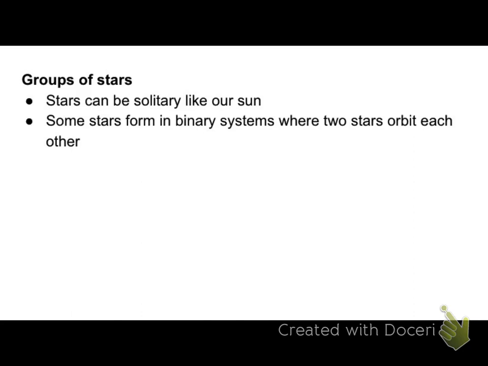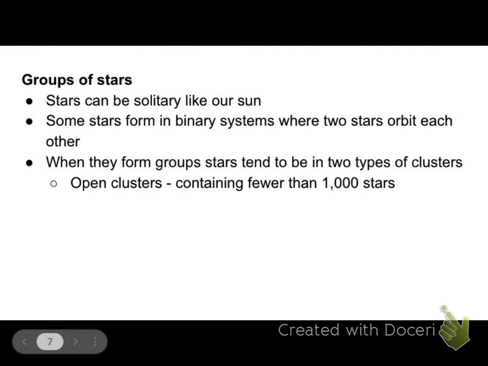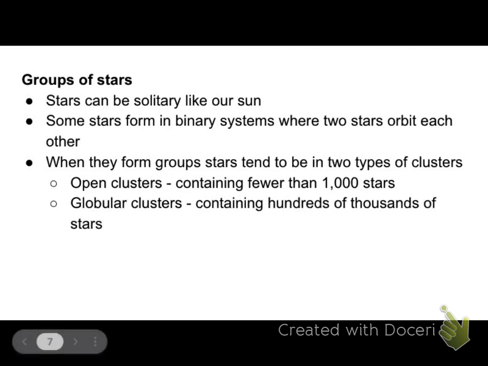And then there are also stars that tend to group together in large groups. And when they do, we have two types of star clusters that we talk about. If it's an open cluster, then there are relatively few stars in it, only in the thousands. Whereas if you have a globular cluster, then that's going to contain hundreds of thousands of stars.